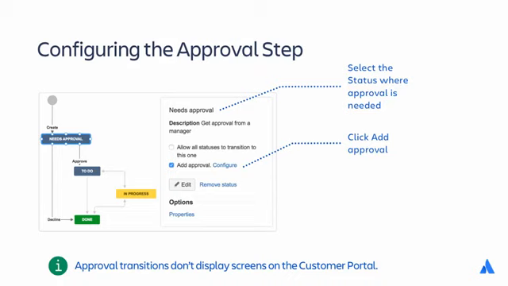Make sure the status you want to add the approval to has at least two transitions, one for approve and one for decline. You might add another transition if you'd like an agent to be able to transition a request without a response from an approver. Select Add Approval. Complete the fields, then click Create. Approval transitions don't display screens on the customer portal, so a resolution should be set automatically if the request goes to a done status.